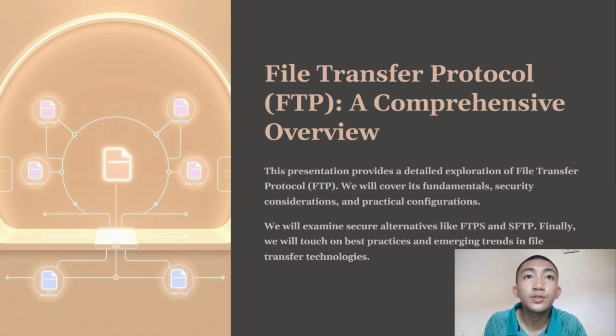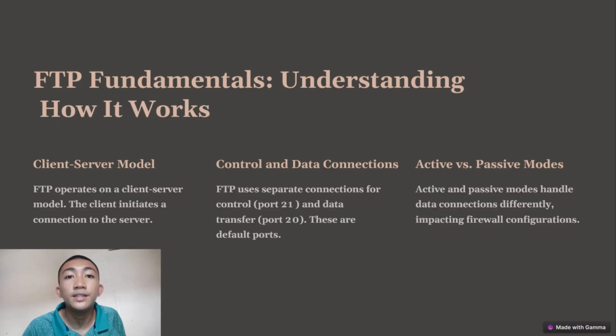Secure File Transfer Protocol, or SFTP, is a network protocol that allows users to transfer files between computers over the internet. It's also known as Secure FTP. FTP fundamentals: understanding how it works. First is the client server model. The client server model is a network architecture where clients request services or resources from servers, which then respond to fulfill the client's requests. FTP operates on a client server model.